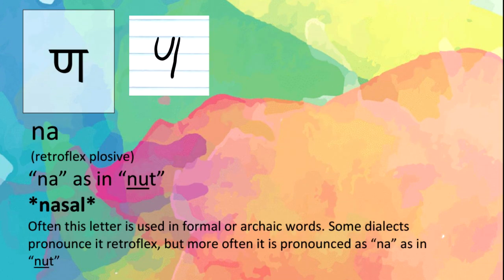The next letter is na. Technically, it's both nasal and retroflex, but this letter is used in more formal or older words, so when people read it, usually they just pronounce it like na, as in nut, a normal N sound.